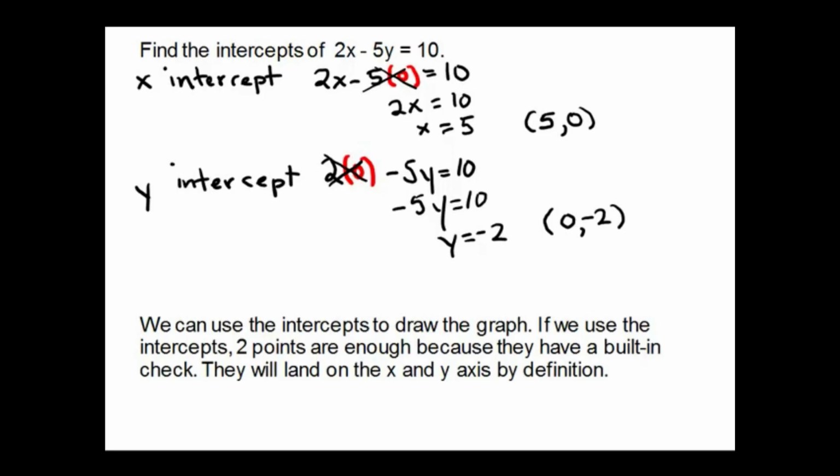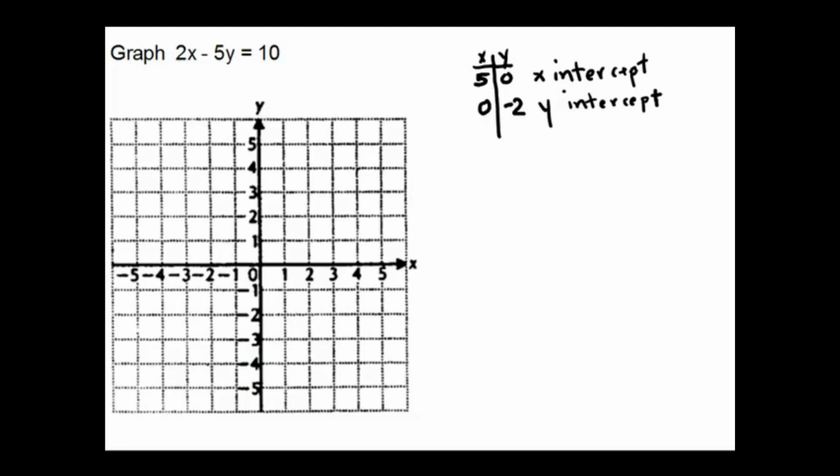We can use the intercepts to draw the graph. If we use the intercepts, 2 points are enough because they have a built-in check. We know that they will land on the x or y axis by definition. Let's draw the graph of this equation using the intercepts which we found.